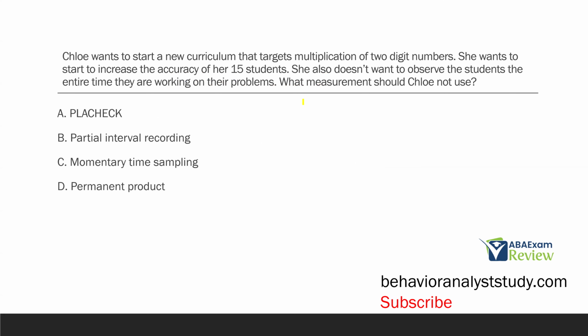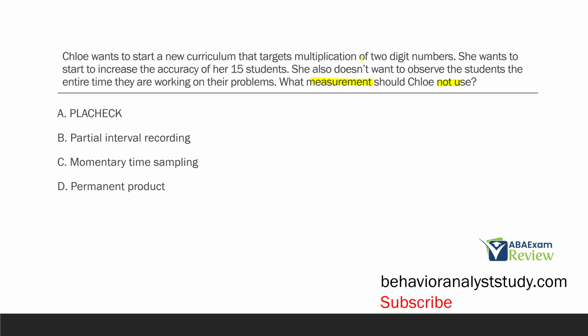Chloe wants to start a new curriculum that targets multiplication of two-digit numbers. She wants to start to increase the accuracy of her 15 students. She also doesn't want to observe the students the entire time they are working on their problems. What measurement should Chloe not use? We have another not question, and it's a measurement question. So in measurement questions, we have to think about what are we trying to measure? What's our goal? How are we going to reach that goal?